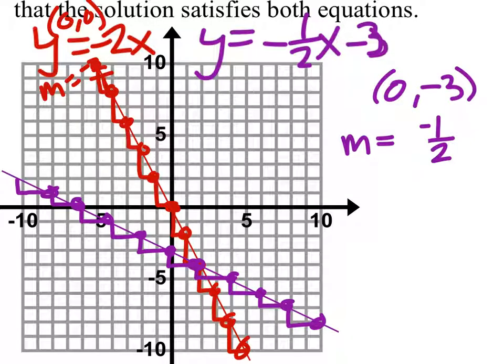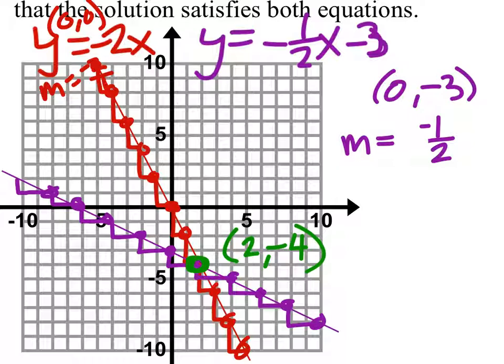Bam, nailed it. So where do these two lines intersect? I got the point right here, which just happens to be (2, -4). Why is that so special? Well, that's really special because lines like this, it's unfortunate because you guys like to read, it seems like.